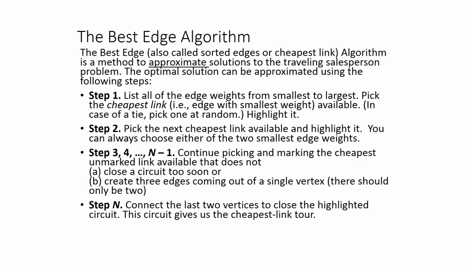You list all the edge weights from smallest to largest. I only do that if it's a large graph. If it's small enough and you can eye it up to see which one's the next smallest, you can just do that. And you pick the cheapest link, i.e. the edge with the smallest weight. In the case of a tie, pick either one and highlight it. And this is when it's nice to use a highlighter. Pick the next cheapest link available and highlight it.